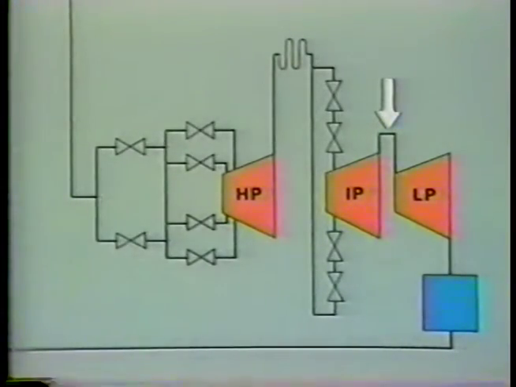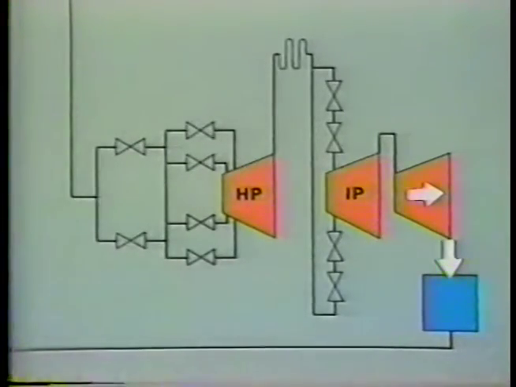As you can see, there are no valves between the intermediate and low-pressure sections. The steam then flows through the low-pressure turbine stages and is exhausted to the condenser.